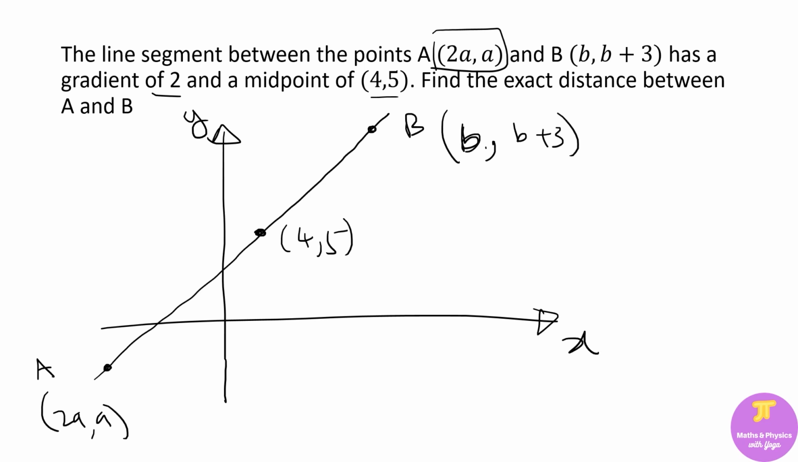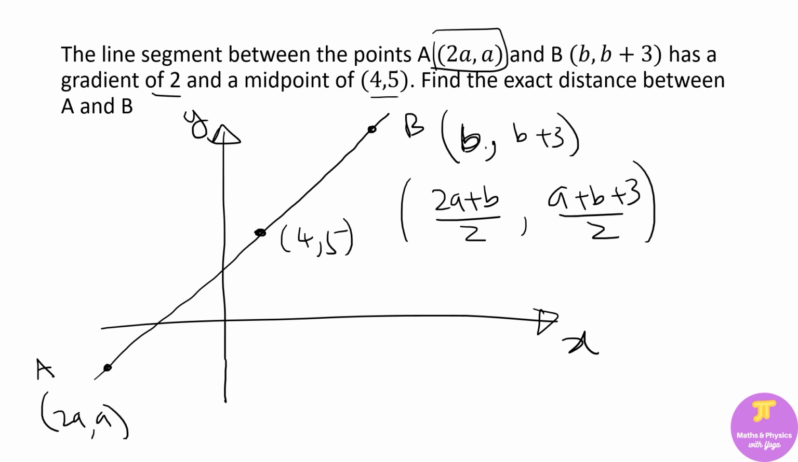Let's see how to use the midpoint, which is (4, 5). You add the coordinates and divide by 2. So (2a plus b) divided by 2 is the x coordinate of the midpoint, and (a plus b plus 3) divided by 2 is the y coordinate of the midpoint, and this is nothing but (4, 5). So the first should be equal to 4 and the second should be equal to 5. Let's use that information to find a and b.